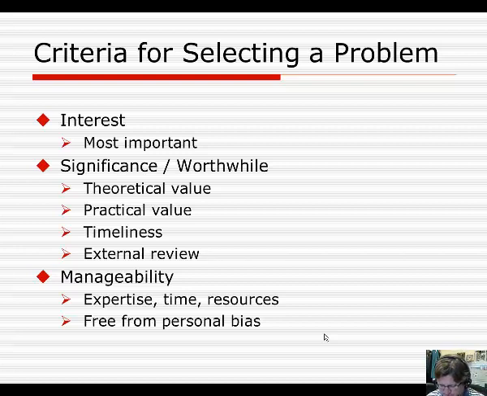And we also need to make sure we avoid any personal bias as we decide upon our research problems.